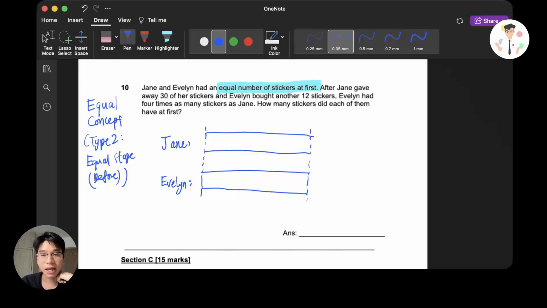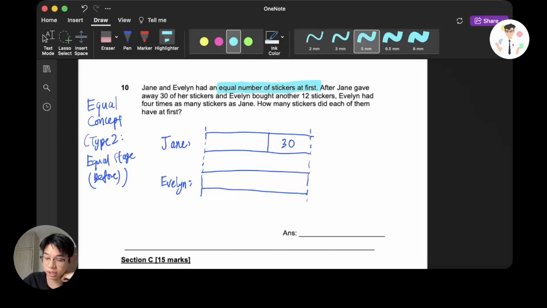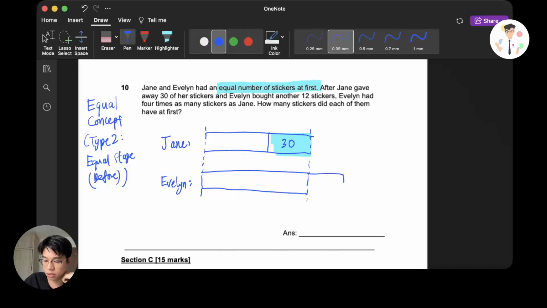Now, here it says after Jane gave away 30 of her stickers. If I give away 30, it means I will cut away 30, right? So I will just cut here. This is 30, this is what I gave away. Let me just highlight this to represent that it is gone already. Now, Evelyn bought another 12 stickers, so it means I have an extra 12. This is how it looks, right?